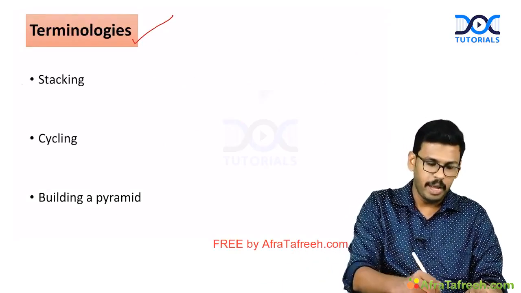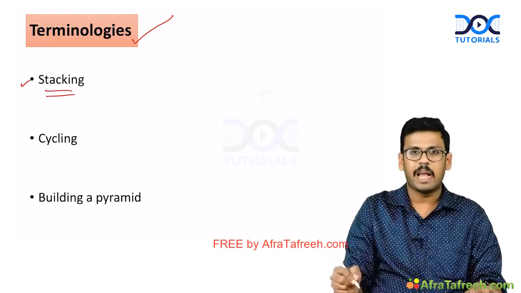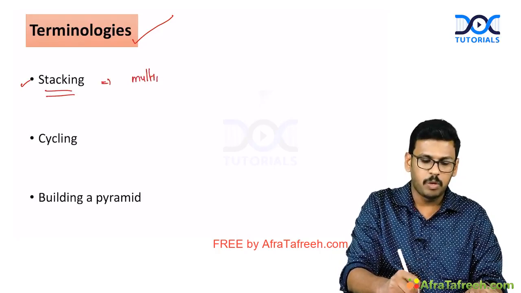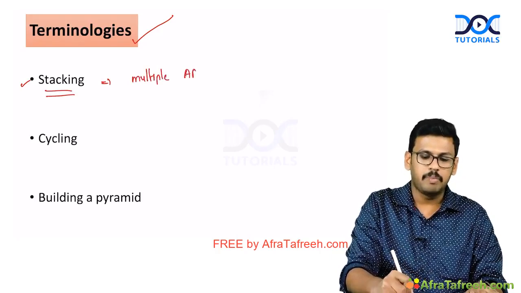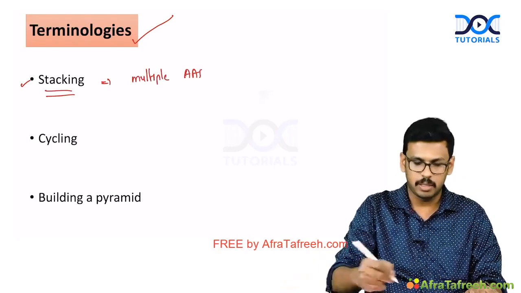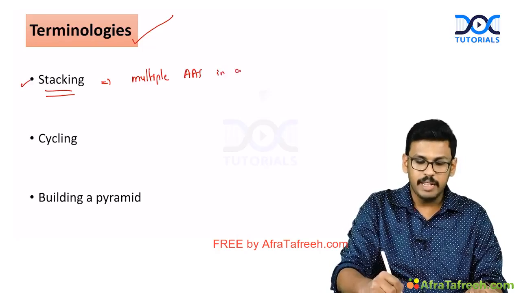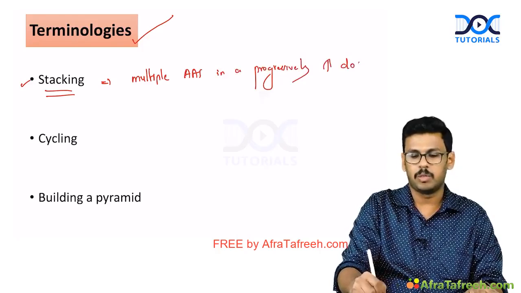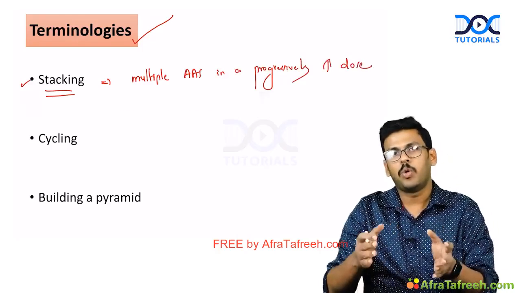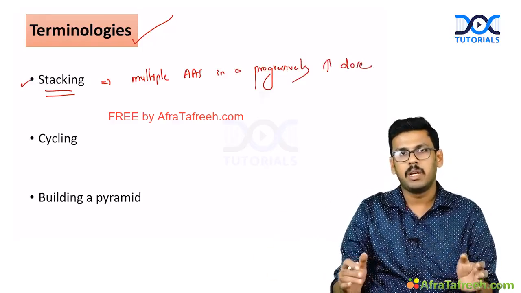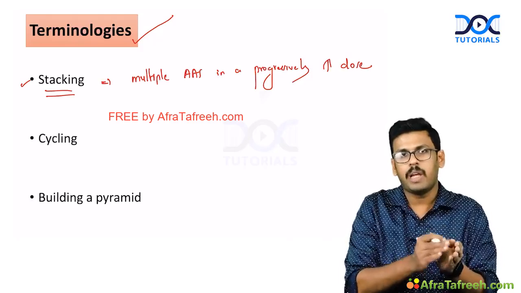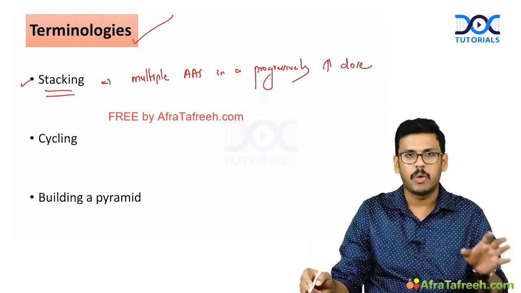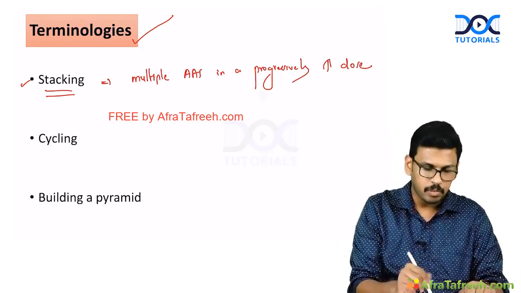They include, one is stacking. Stacking means use of multiple, that means 2 or more androgenic medications, anabolic steroids, in a progressively increasing dose. That means you combine 2 or 3 androgenic medications, you start taking them at a lower dose and you progressively increase their dose to a higher level. That is what we call stacking.